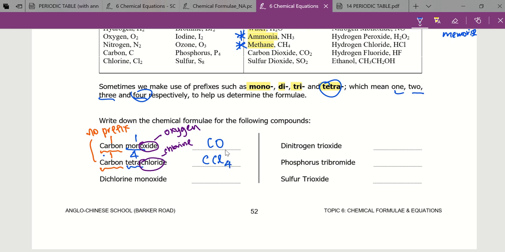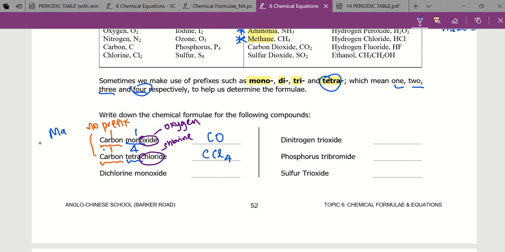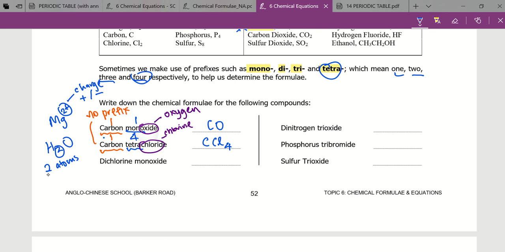If I have a number that's written at the top right hand corner, for example Mg2+, at the top right hand corner, this is charge. And it must be accompanied by either a plus charge or a minus charge. If we write it at the bottom right hand corner, it means that I've got 2 atoms of hydrogen in this molecule of water. Okay, next let's move on.